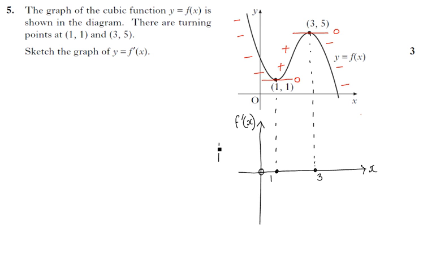So above the x-axis will be positive gradient, and below the x-axis on the derived graph will be negative gradient. So we're starting negative, we have a gradient of 0, going positive, but we need to return to 0 gradient and go negative again. So this is y equals f dashed x.